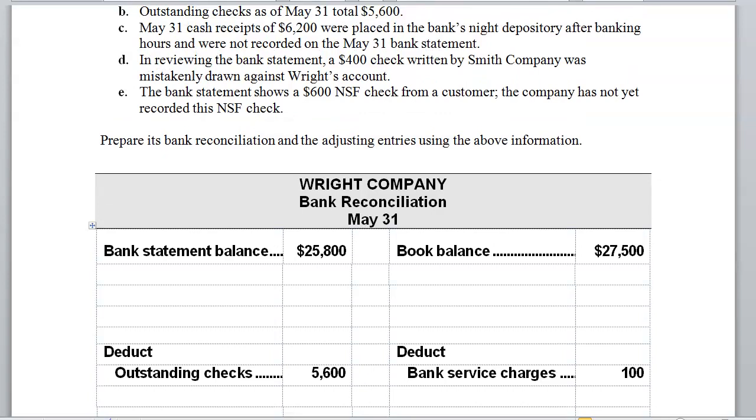On C, May 31st cash receipts of $6,200 were placed in the bank's night depository after banking hours and were not recorded on the May 31st bank statement. So these are deposits in transit. We have recorded them in our general ledger, but the bank has not yet recorded it. They'll probably record it on June 1st or the next business day. So we're going to add those to the bank balance.